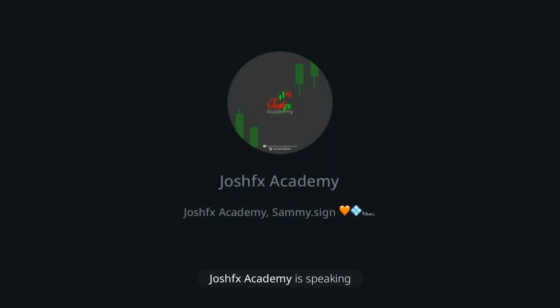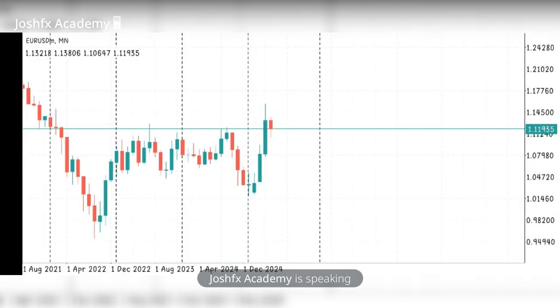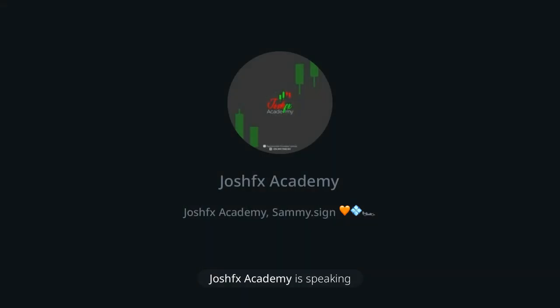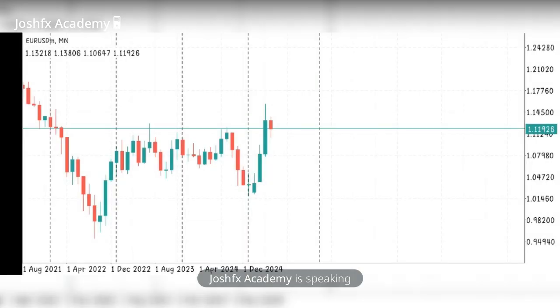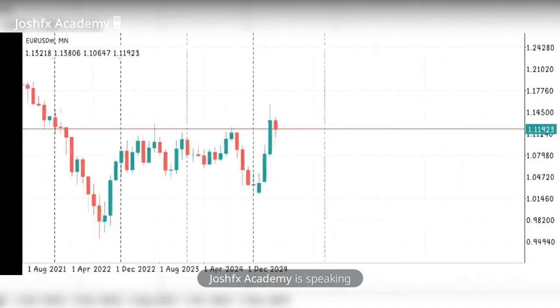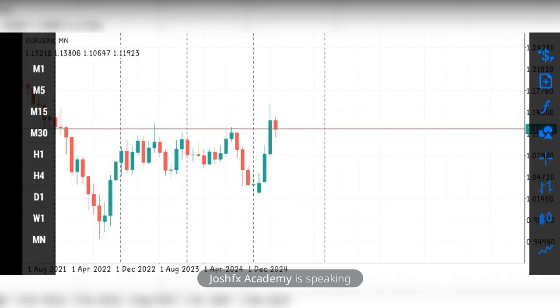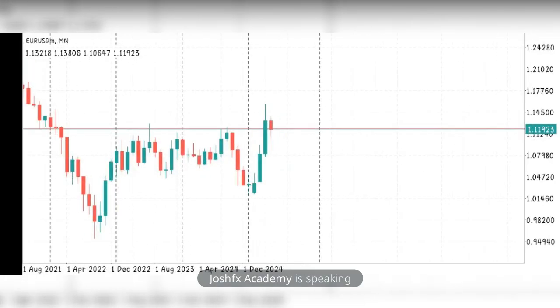What we have is the external range and the internal range. The internal range has the fair value gap, the order block, the inverse fair value gap, and what else? The breaker block. Okay. And the external range is the previous high and the previous low. So now let me explain.